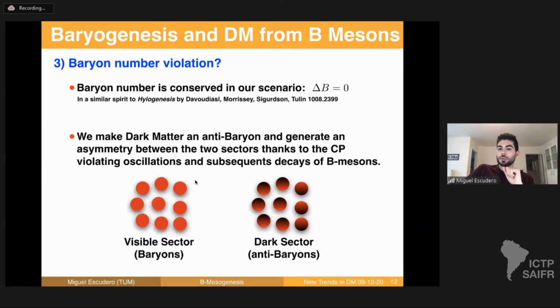So due to the CP violation in the oscillations of the B-mesons and their decay into visible baryon and dark sector states, we can end up with a situation like this. So baryons in the visible sector and anti-baryons in the dark sector, so that the total baryon number of the universe is 0. But yet baryogenesis and dark matter production are achieved.